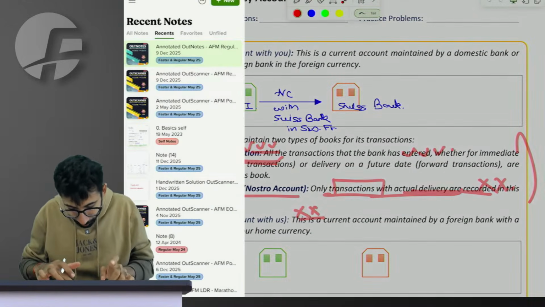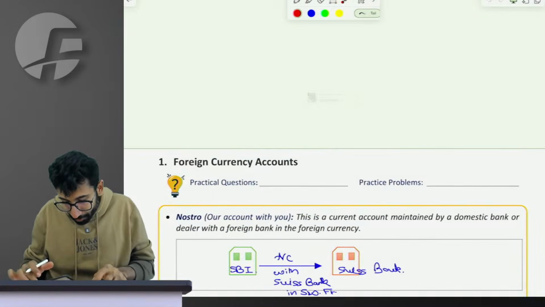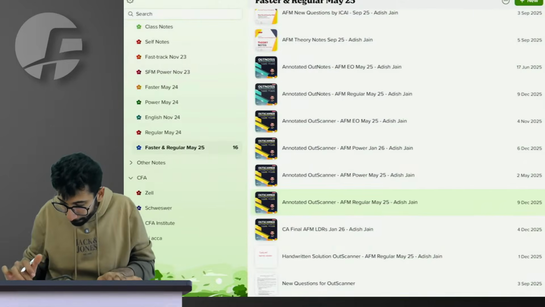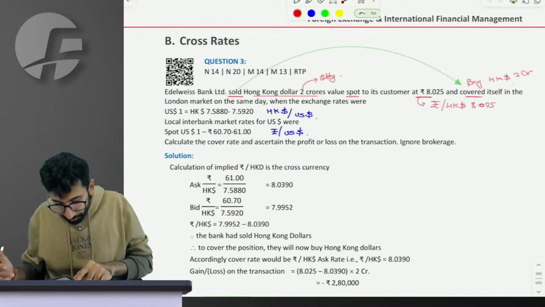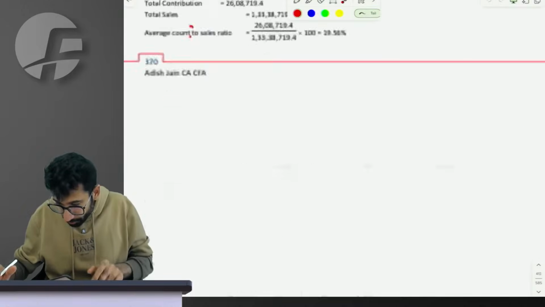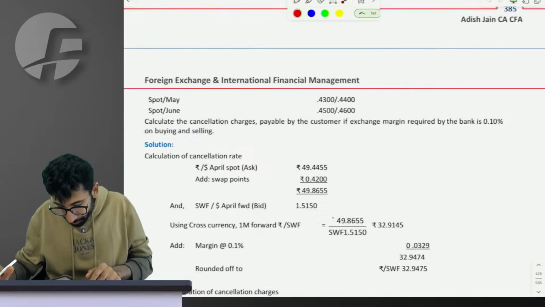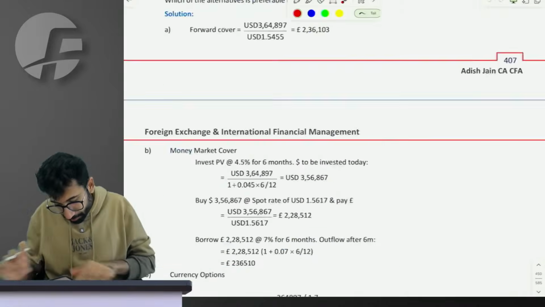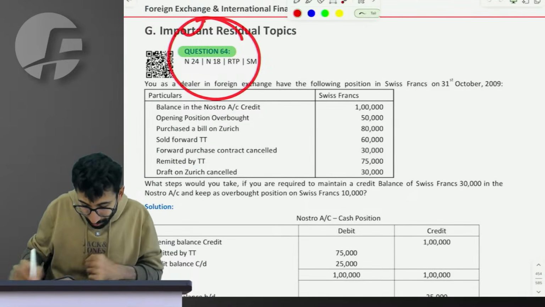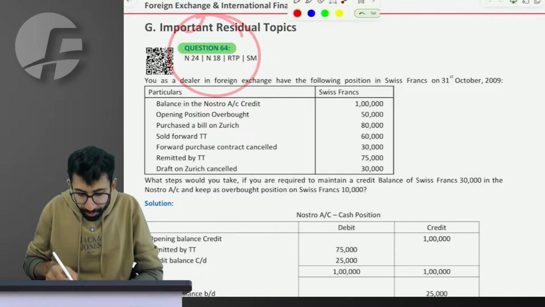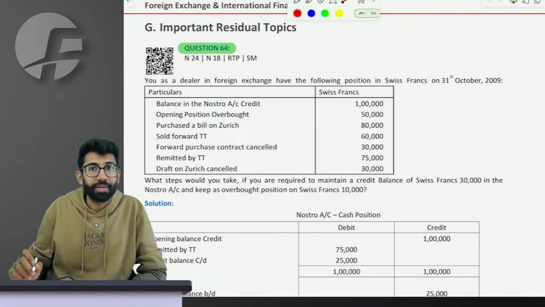We have a practical question on this. Let's go to that practical question and you will realize that. The question is really easy. The point is only to understand the transactions given in that question. So we're going to do question number 64 of OutScanner, the question from study material and a repeatedly asked question.